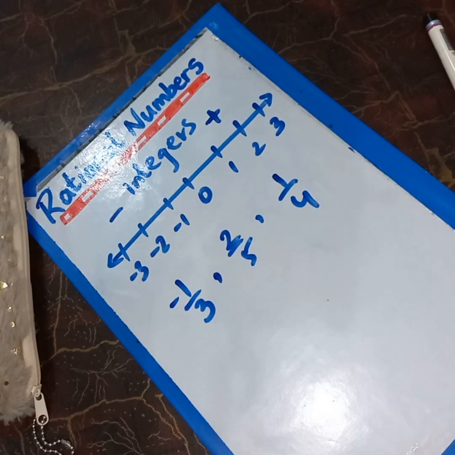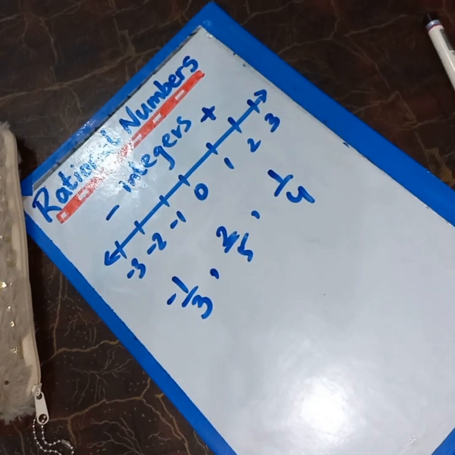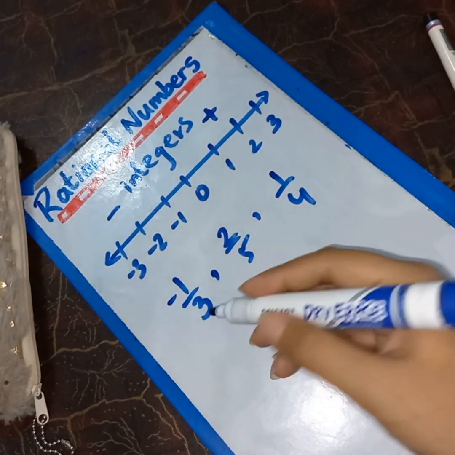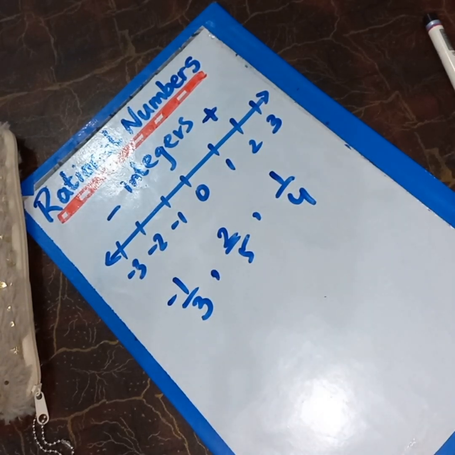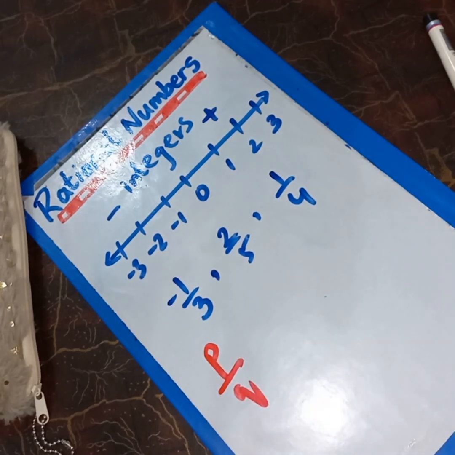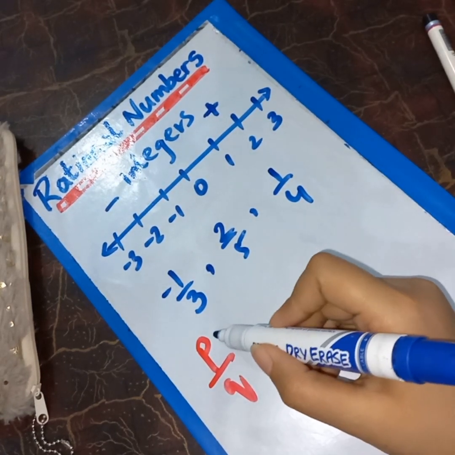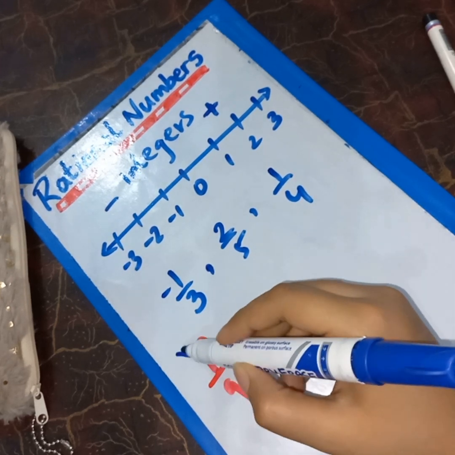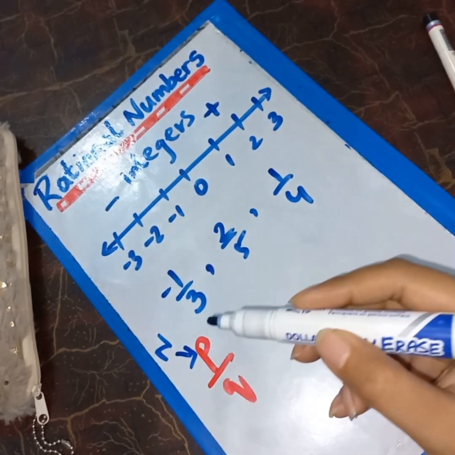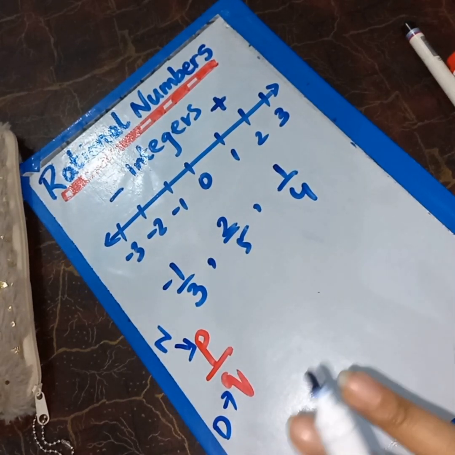Why do we call them rational numbers? Because there are some conditions. According to the definition, rational numbers are those numbers which can be written in the form of P by Q, P over Q. In other words, the numbers which are written in the form of a fraction, we call them rational numbers. But there are some conditions that have to be fulfilled. First, P is your numerator and Q is your denominator. That thing is very clear to you.